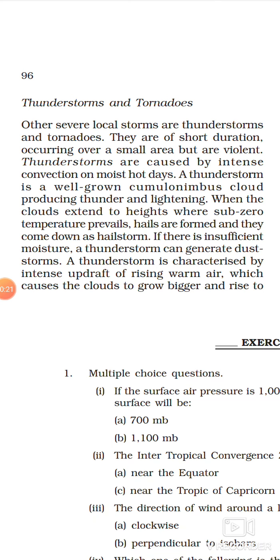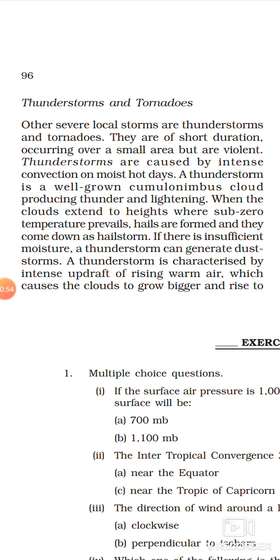Thunderstorms are of short duration, occurring over a small area, but are violent. Definitely it could be violent; the name itself suggests it. They are caused by intense convection on moist hot days. A thunderstorm is a well-grown cumulonimbus cloud producing thunder and lightning. It's actually a kind of cloud producing thunder and lightning. When the cloud extends to heights where sub-zero temperature prevails, hails are formed.